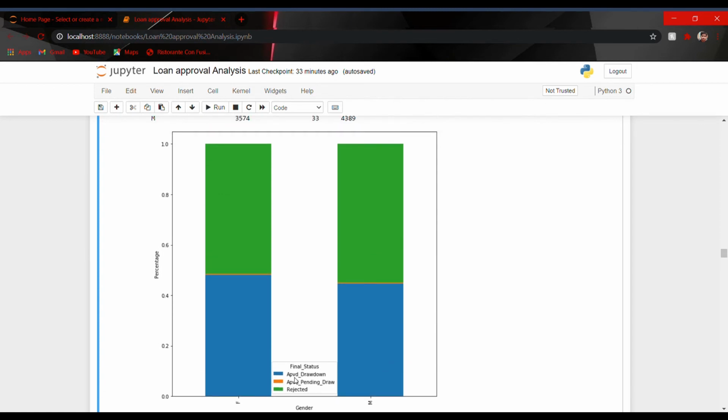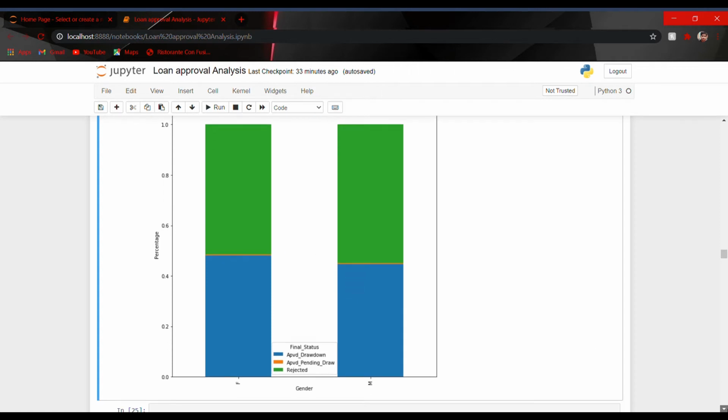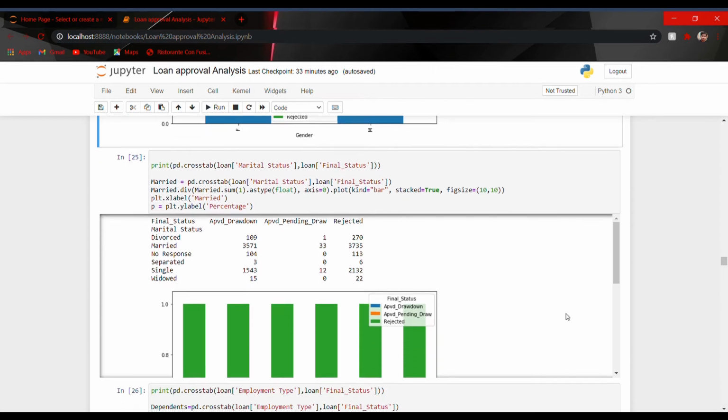As you can see, approval withdrawn stands for the blue color, and here you can see that there's a very slight difference between female and male approval withdrawn. Female approval withdrawn is quite high compared to male. Now let's go below.